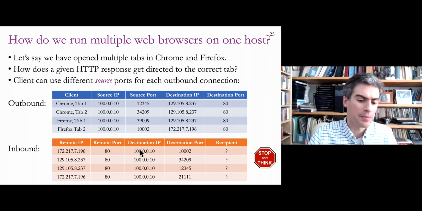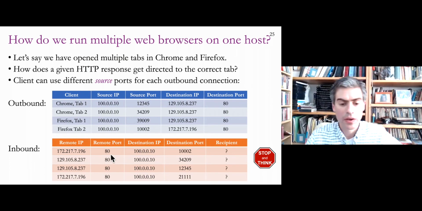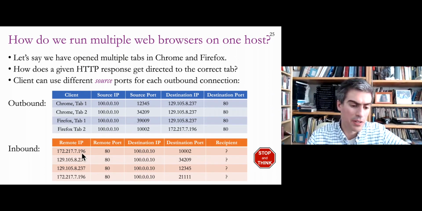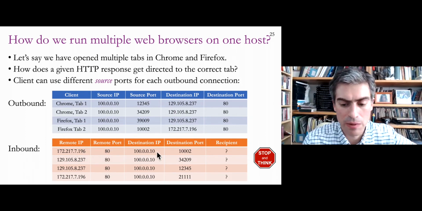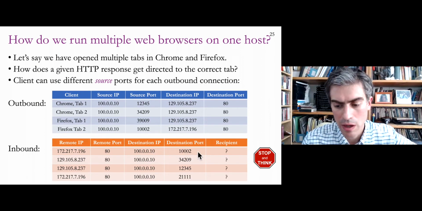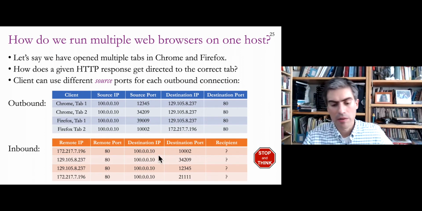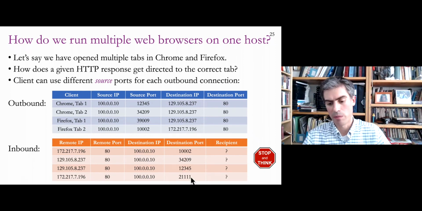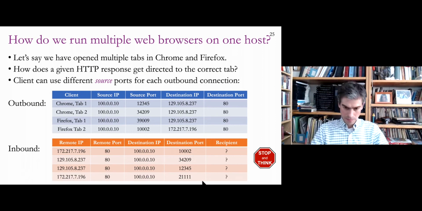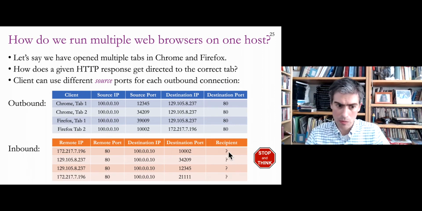Now, when data comes back, your laptop's operating system will get a packet from those 2 servers that you contacted, right? Here are some examples. It's showing the remote port number, the remote IP address, and the destination IP address and port number for those packets that come in. Now, I want you to stop and think about each of these 4 and tell me which of the tabs would get the data in each of these 4 packets. So tell me what browser tab should be in these question mark areas.